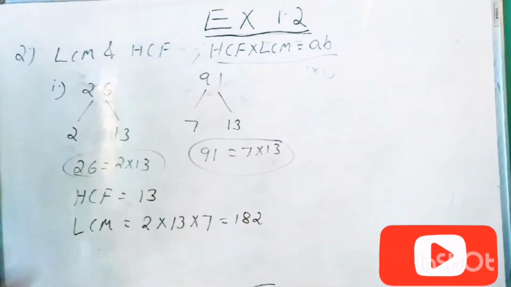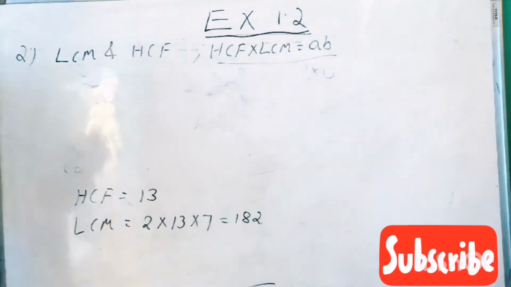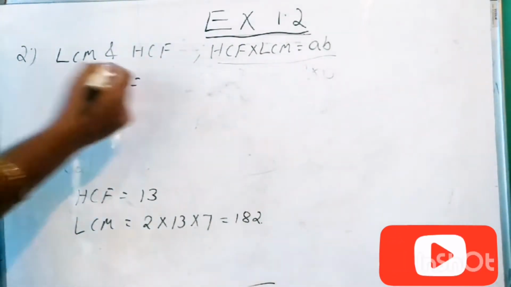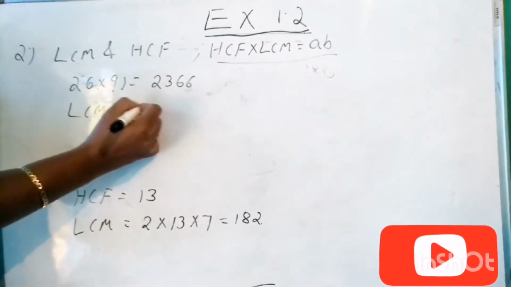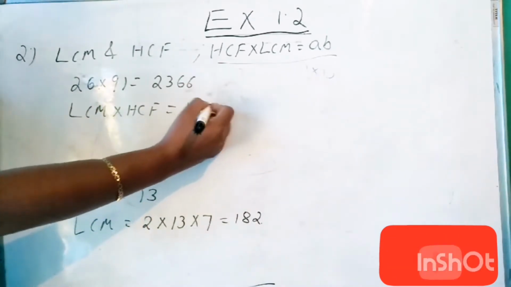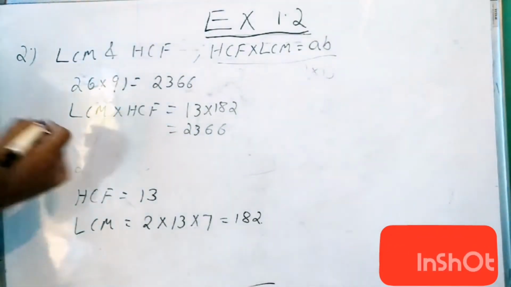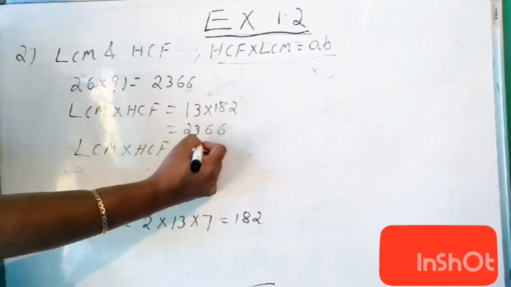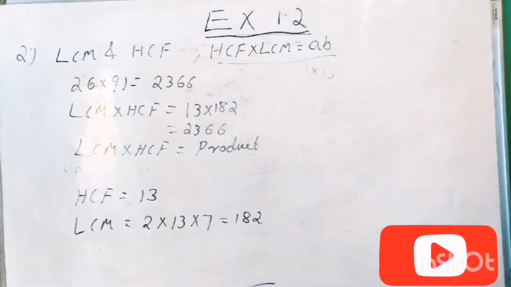Now we need to verify whether HCF into LCM is equal to the product of these two numbers. 26 into 91 is 2366. And LCM into HCF is 13 into 182, which is also 2366. Therefore LCM into HCF is equal to the product of the two numbers. Hence the result is verified.